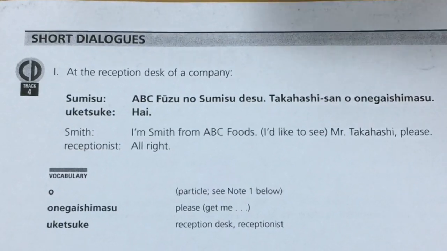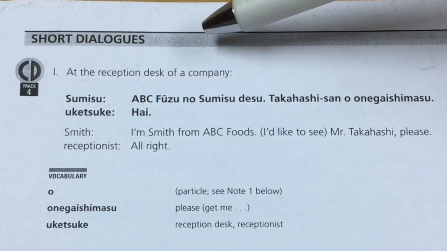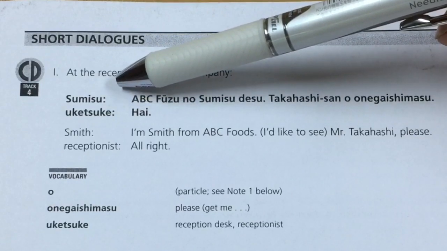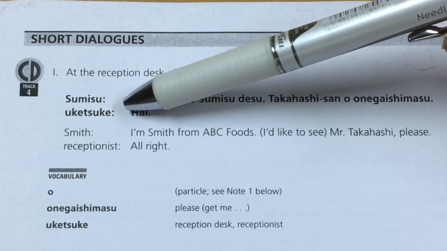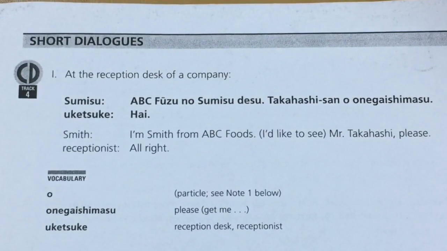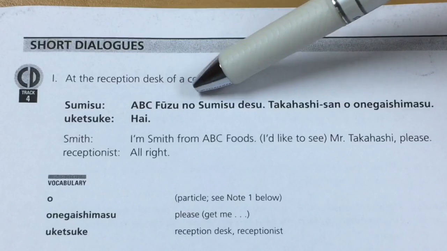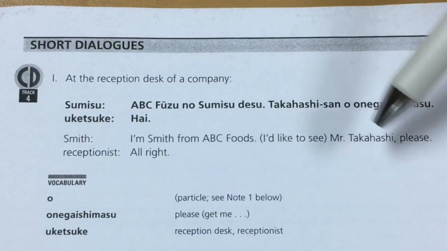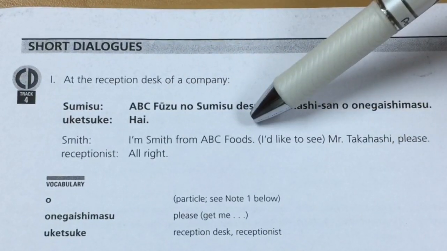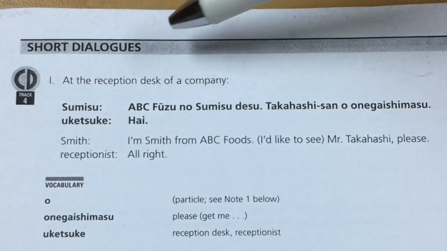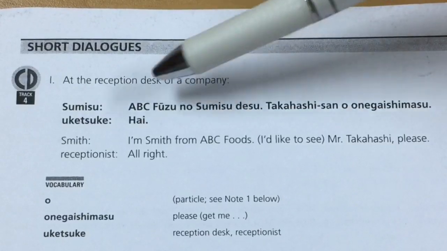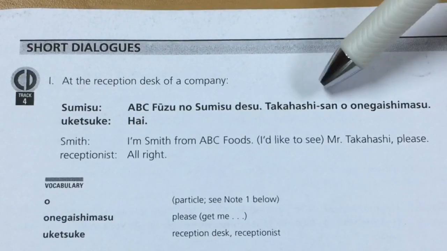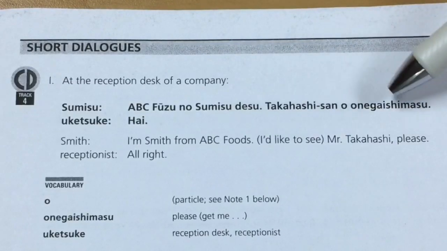Let's get started. The first short dialogue is a conversation at the reception desk of the company between Mr. Smith and the receptionist, Uketsuke. Mr. Smith say, ABC Foods no Smith desu. You know, when Mr. Smith visiting a company, he has to introduce himself to the receptionist first at the counter. So he say, I am Smith from ABC Foods. Takahashi-san o onegai shimasu. Can I speak to Mr. Takahashi?